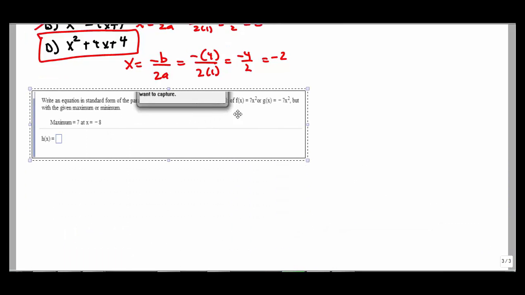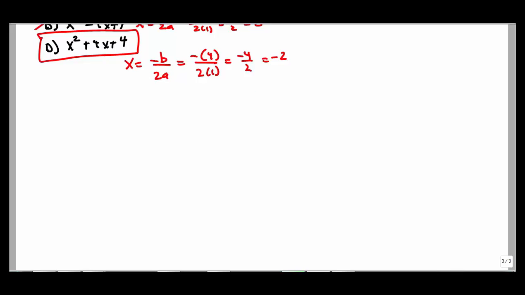Oops, we have to recapture that one because we don't want to have that blocking out part of the problem.